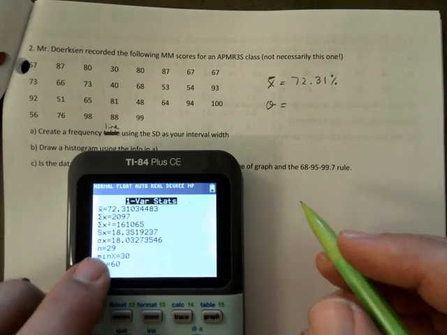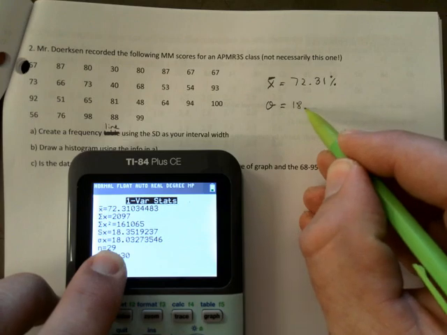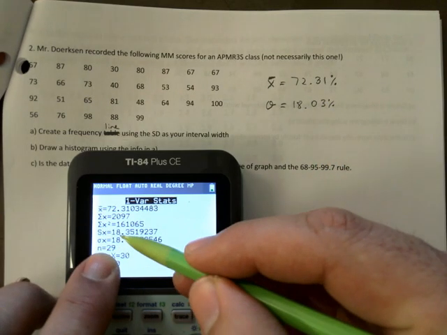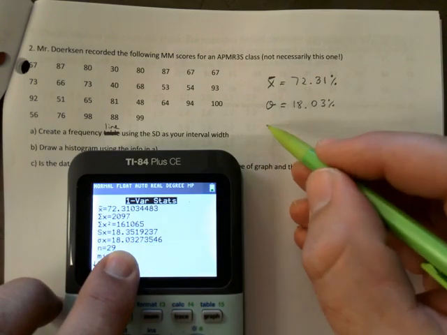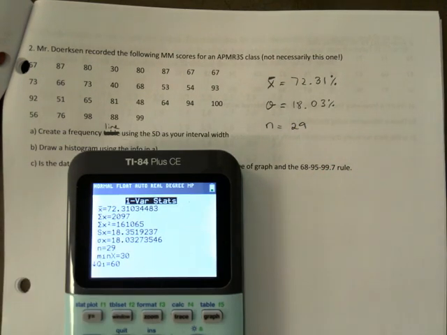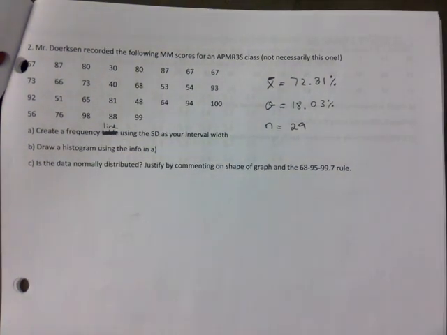And my standard deviation is 18.03. It's so easy to mix these up, right? Standard deviation, and so you got to make sure you pick the right one. And what's n? I always like to write down. It's 29. I purposely chose something that wasn't always a nice even number. Here we go.